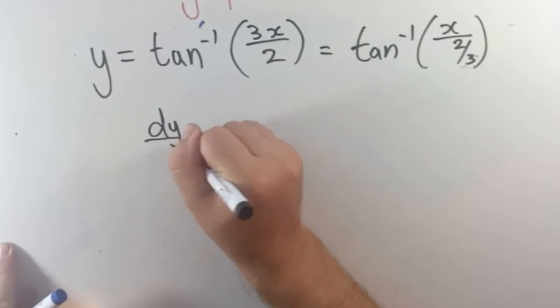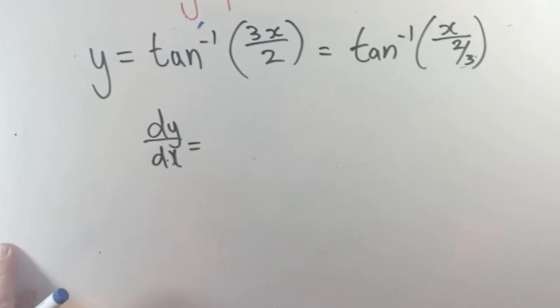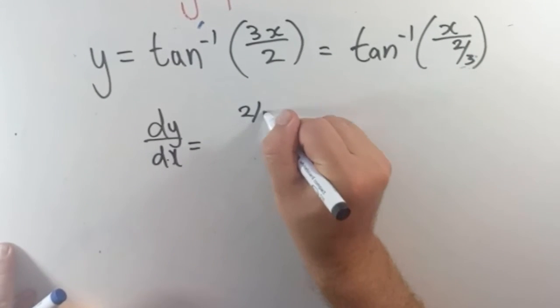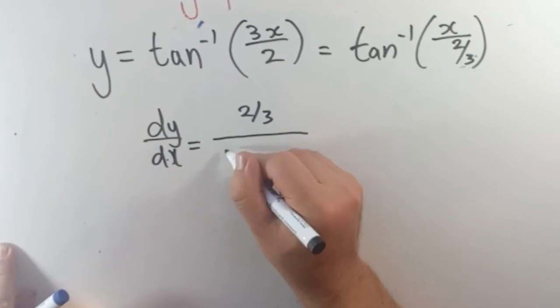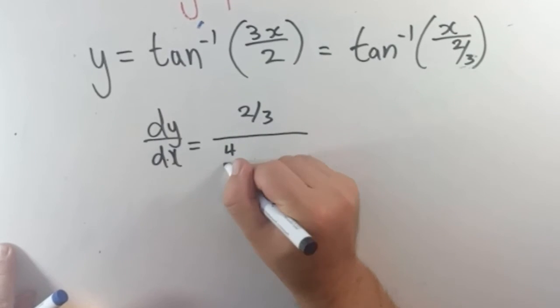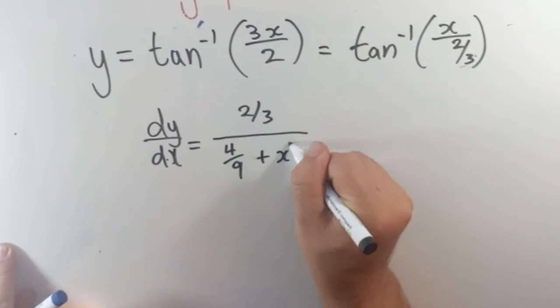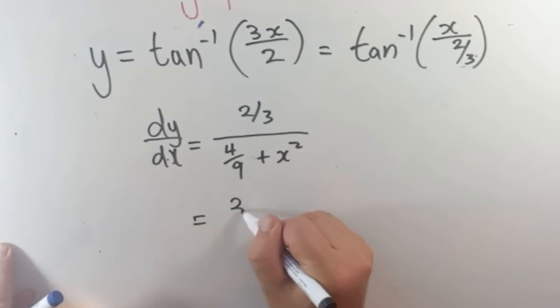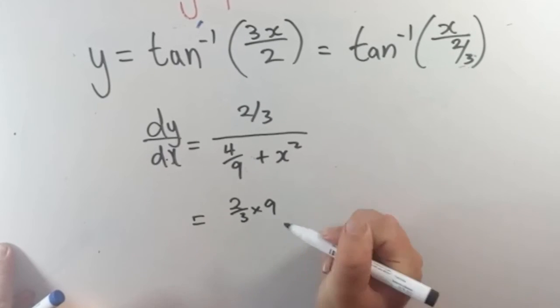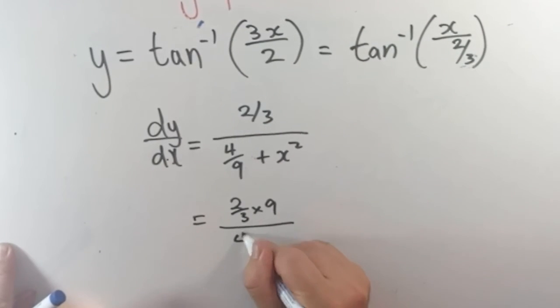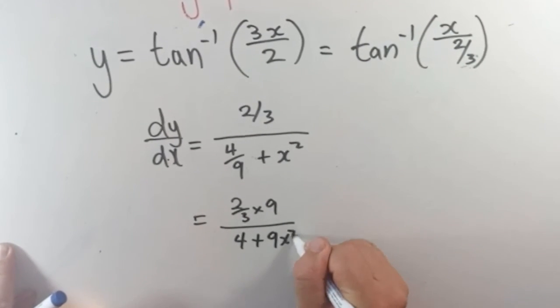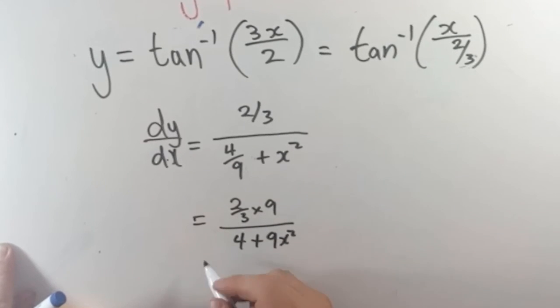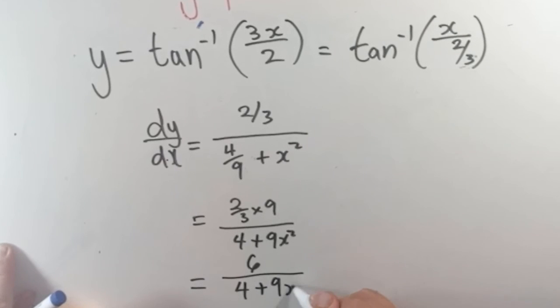So dy/dx, we won't do as many steps this time. Let's just do a, which is 2/3, over 2/3 squared plus x squared. We can do that in one step. We get the common denominator. Flip the other bit up to the top, so I've got 2/3 times 9 over 4 plus 9x squared. 9 over 3, so that's 6. 6 on 4 plus 9x squared. Done. That's it for this video.